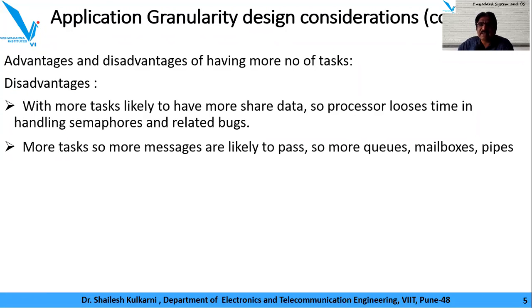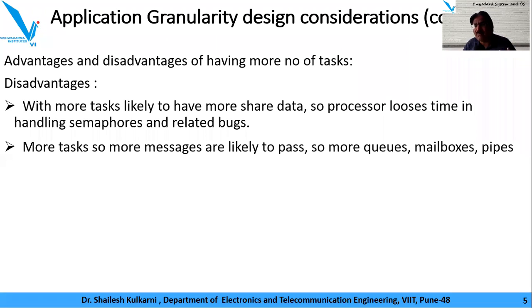Okay. The second disadvantage, or second drawback, that is very obvious is that when you have more number of tasks, you are likely to have extensive inter-task communication. You need to make use of more queues, more mailboxes, more pipes in order to establish communication among tasks when the number of tasks is very high. So there might be a mapping of 1:1, 1:many, many:1.